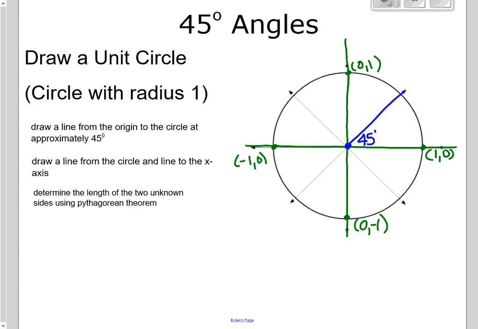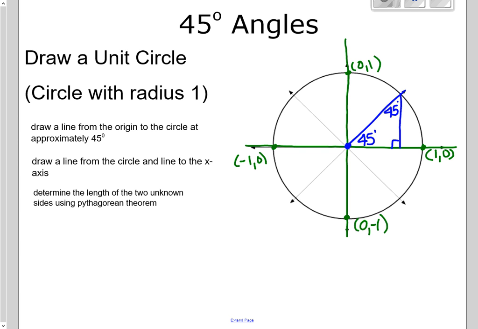Then it says to draw a line from the circle and the line to the x-axis. So what that means is you want to go to where it hits your circle and go straight down to your x-axis to create this 90-degree angle. Now, here's what's interesting. I know that if I have two angles inside of a triangle, I actually have the third angle too. So if one of my angles is 90 and the other is 45, that means that this angle up here must be 45.